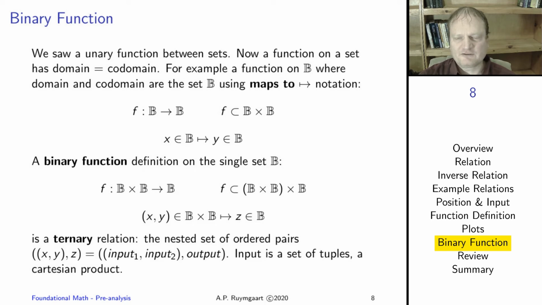Now a binary function, let's also define a binary function on the set of Boolean numbers. We now have input tuples x and y, so the ordered pairs x, y that are elements of B squared. These are our inputs, and this is now a ternary relation. So each one of these inputs is related to an output element also in B. So a binary function is a subset of the Cartesian triple product.